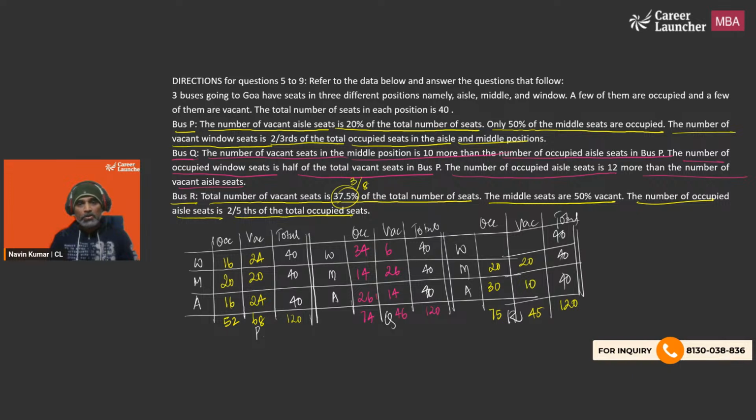If this is 30, this is going to be 10. The overall vacant is 45, out of which 30 already exists. So this is going to be 15. This is supposed to be 25. Such that total occupied is 75 as well.